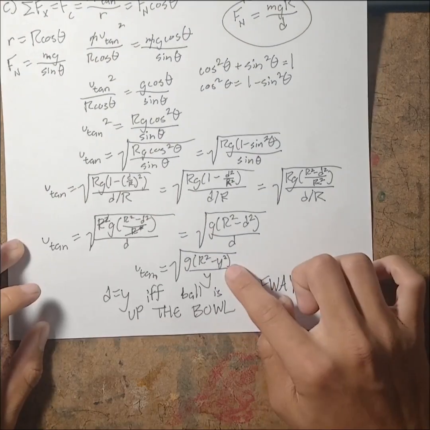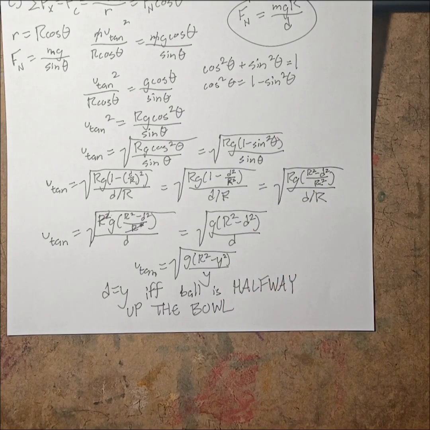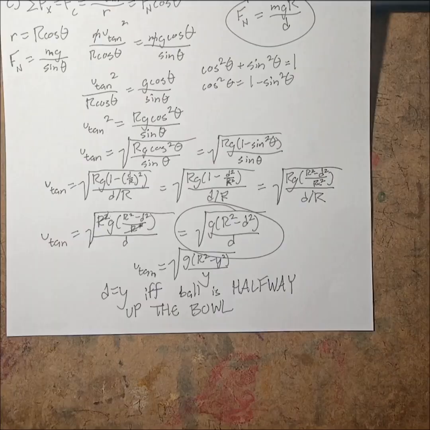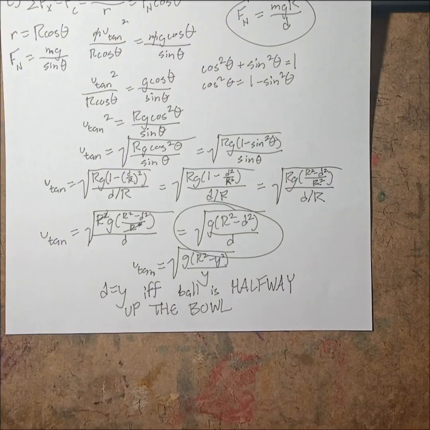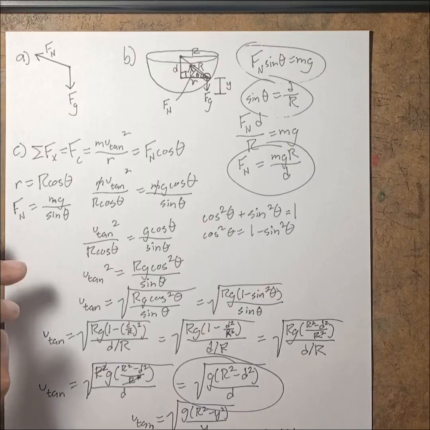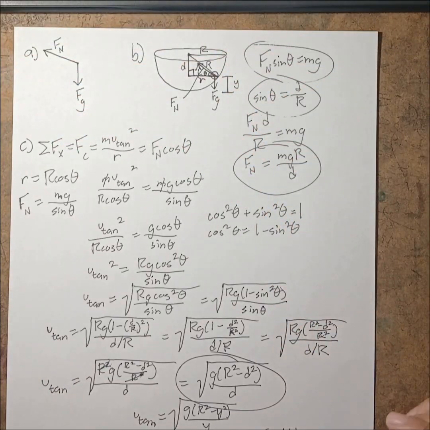So I don't know exactly what is meant by y. I've seen multiple people try to prove that these two are the same, and I don't find their explanations to be satisfactory. They ended up assuming what they were trying to prove, and so this will be my answer. Again, d only equals y if the ball is halfway up the bowl. The FRQ never tells us that until about part F, so I don't really know what to do with that.